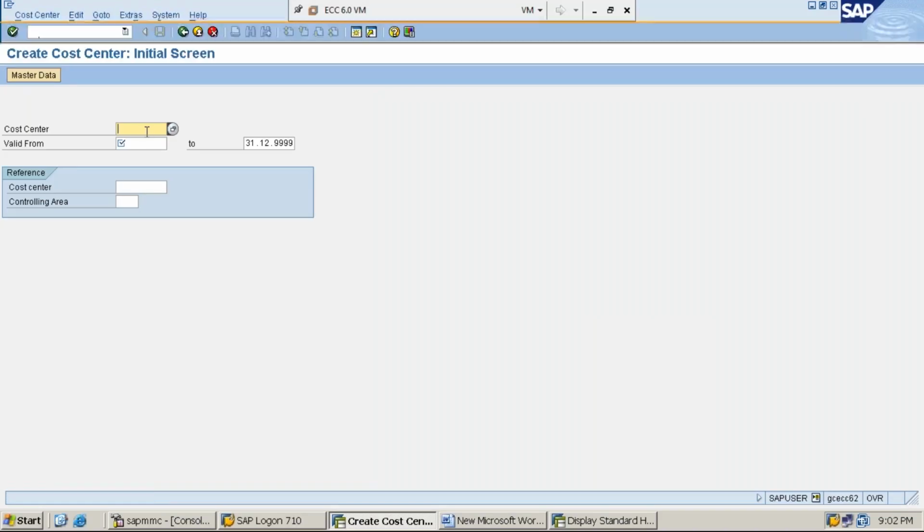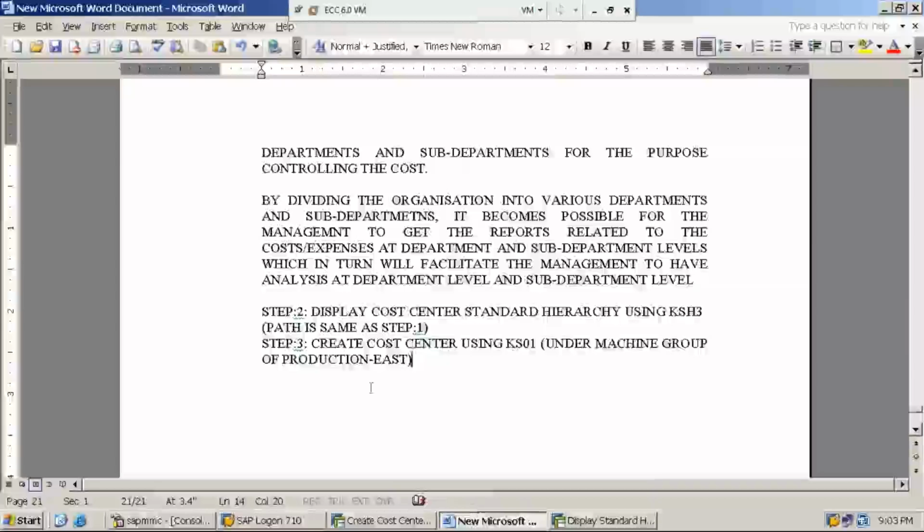Right. Cost center. Every cost center will be identified by assigning an alphanumerical code. So I am giving MACH East 1. You can give your own code, need not be MACH 1. Just if you look at this step description, it is under East only, no?